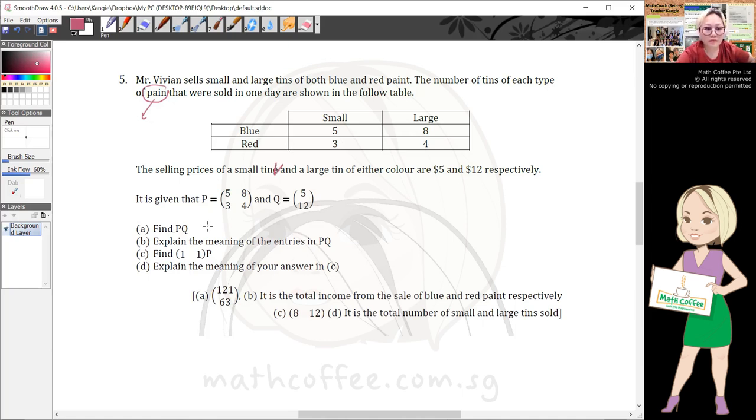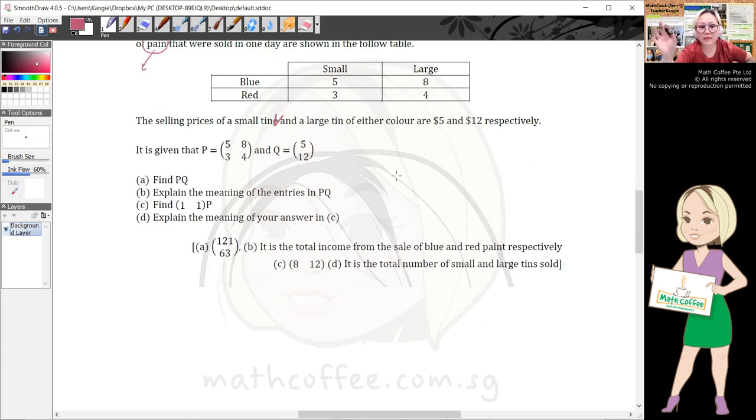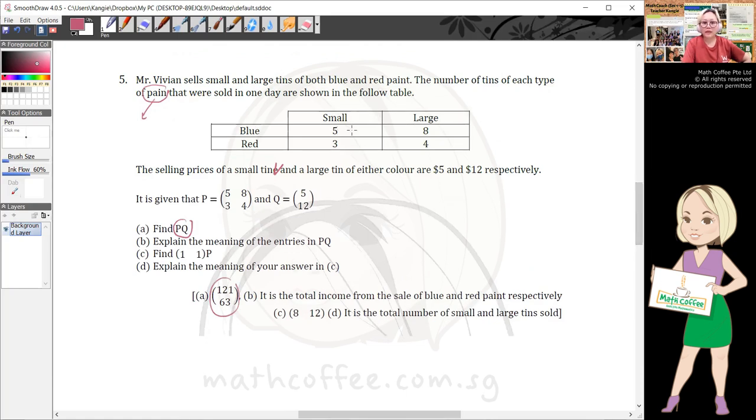Okay, find PQ. So this one I can just leave it to you. Okay, PQ is over here. I've did a lot of multiplication in front, so I'm not going to do it. The answer is here. So they ask you, explain the meaning of the entries in PQ. Okay, so they take 5, 8, 3, and 4. The final answer you get is 121 and 63.